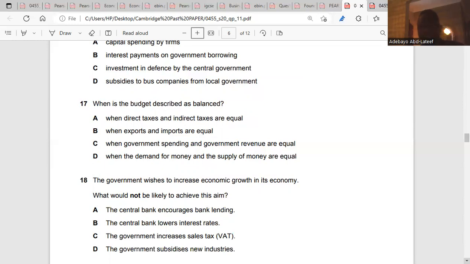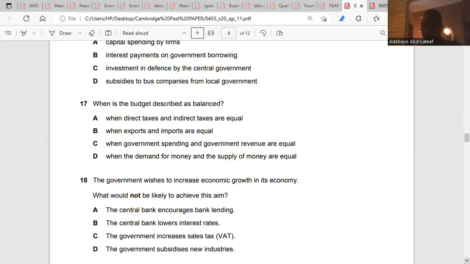So the answer is C, because if there's an increase in sales tax, people will not be able to buy more. Firms will not be able to sell more. Revenue will fall. Output will fall. Economy will go in decline. So the answer is C. Is it clear? Right. 19. So I wrote 18 before 17. Okay, okay. Question 19 now.